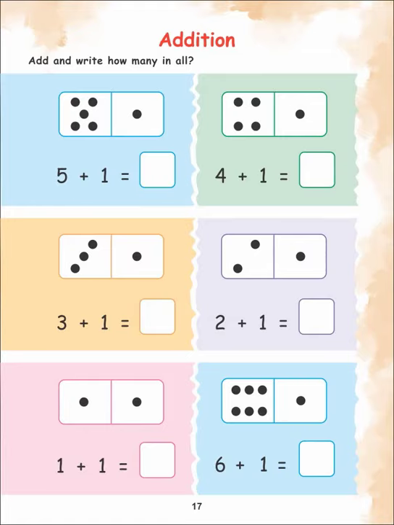6. Addition. Add and write how many in all. 5 plus 1, 6. 4 plus 1, 5. 3 plus 1, 4. 2 plus 1, 3. 1 plus 1, 2. 6 plus 1, 7.